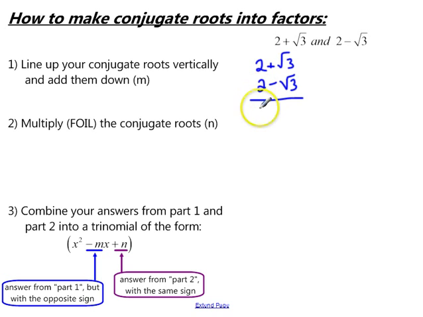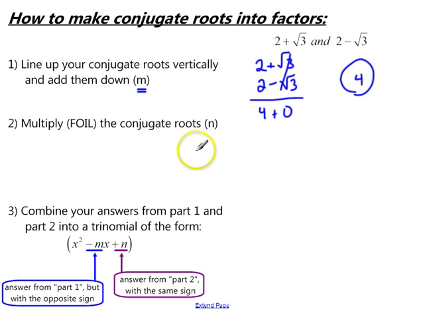So 2 plus 2 is 4. Square root of 3 minus the square root of 3, that becomes 0. So we actually just have 4. This is going to represent our m value in our final answer.